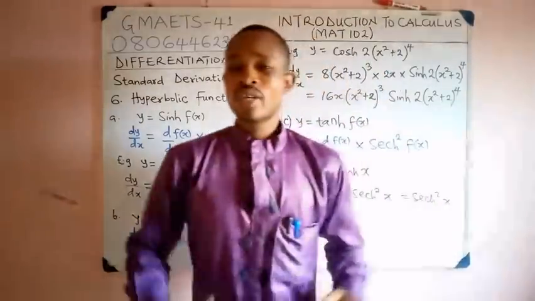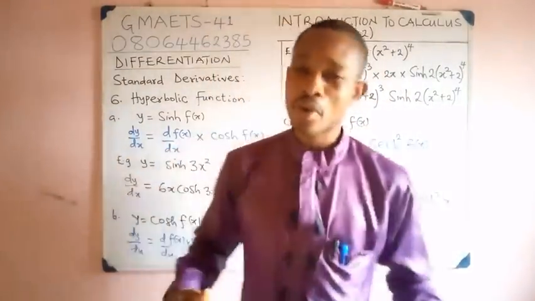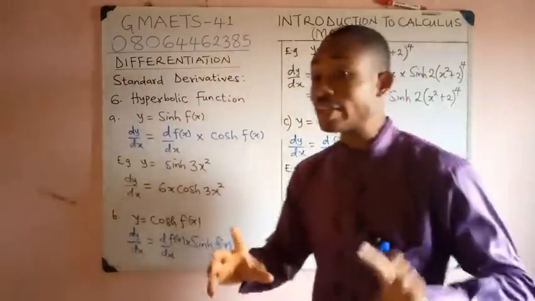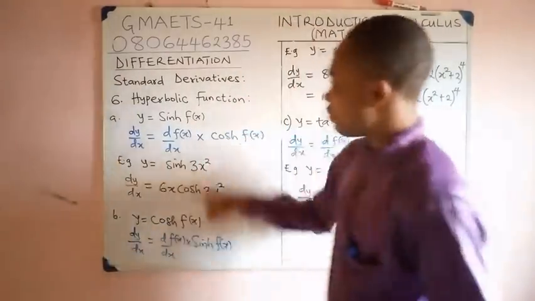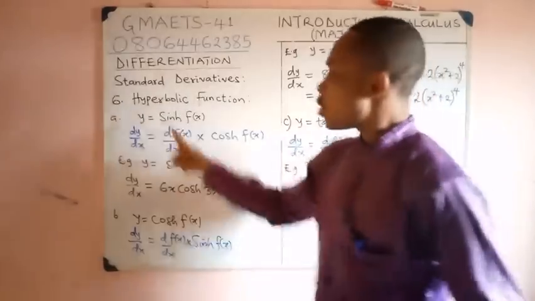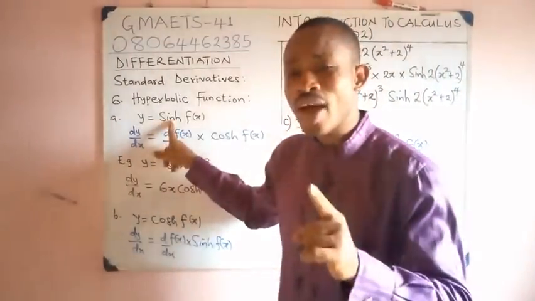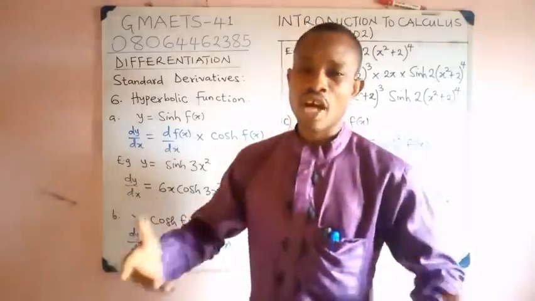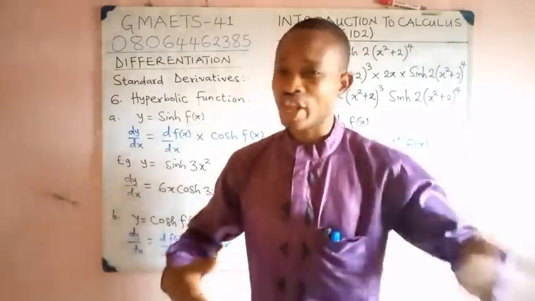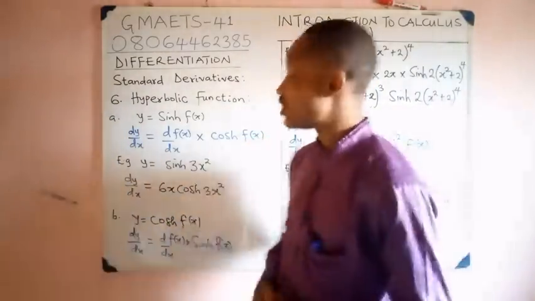In this video, we consider another function that is called the hyperbolic function. It is very similar to trigonometric functions. Now the first one I want to consider here is y equal to sinh f of x, pronounced "shine". It has others like sinh, cosh, tanh, sech, and cosech.